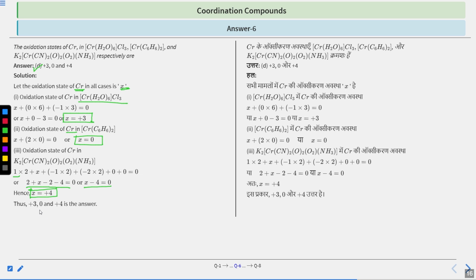So you can say that plus 3, 0 and plus 4 is the answer, as these are the three oxidation states we found in these three complexes of chromium. Thus, our D option is the correct answer.